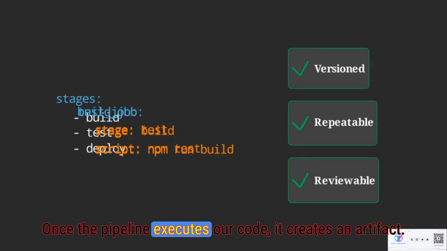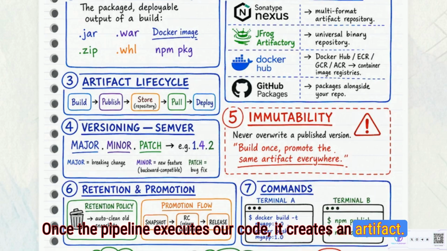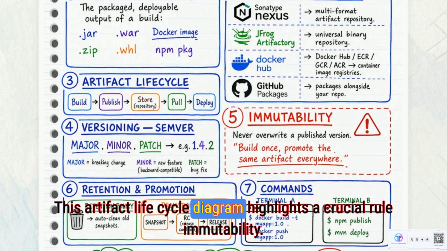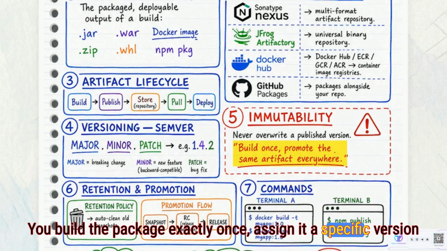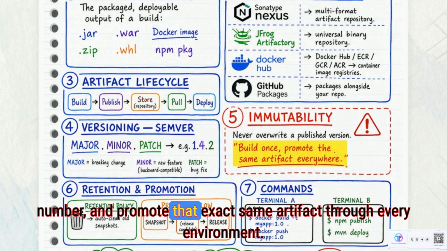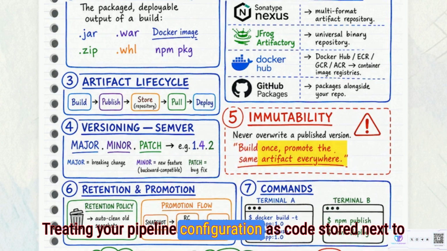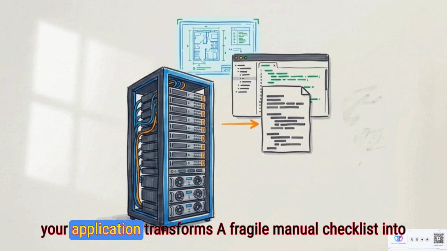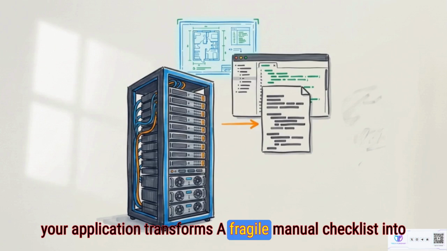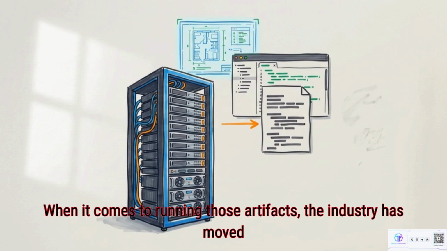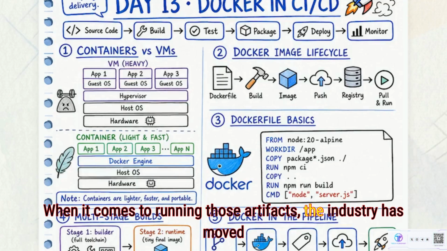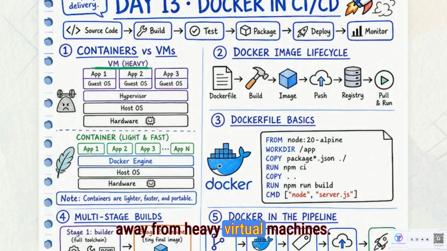Once the pipeline executes our code, it creates an artifact. This artifact lifecycle diagram highlights a crucial rule: immutability. You build the package exactly once, assign it a specific version number, and promote that exact same artifact through every environment. Treating your pipeline configuration as code stored next to your application transforms a fragile manual checklist into a reviewable, repeatable engineering asset. When it comes to running those artifacts, the industry has moved away from heavy virtual machines.